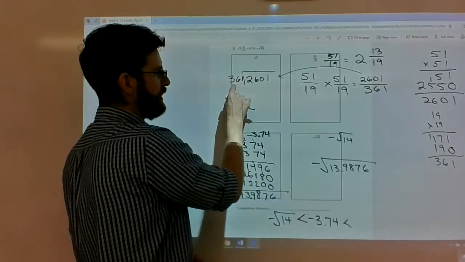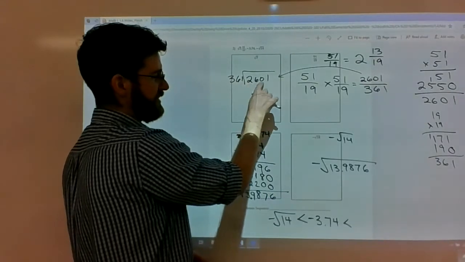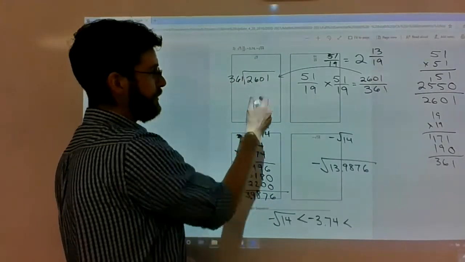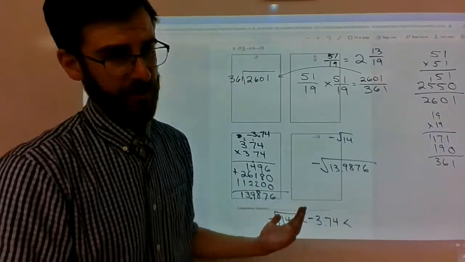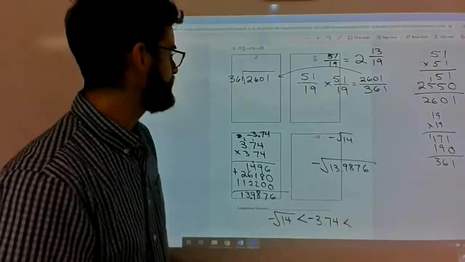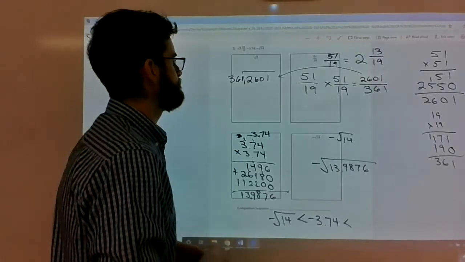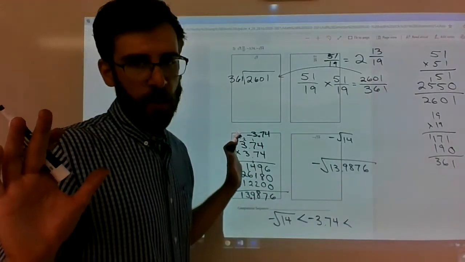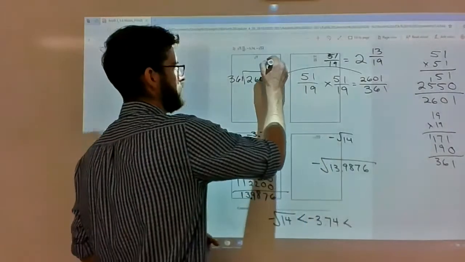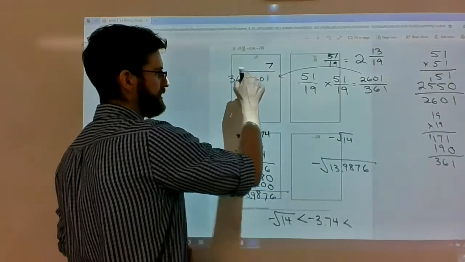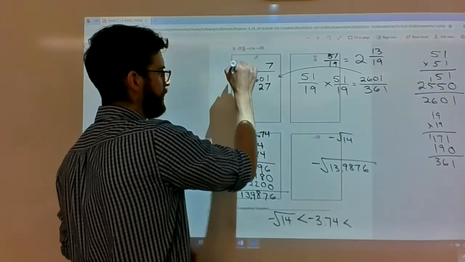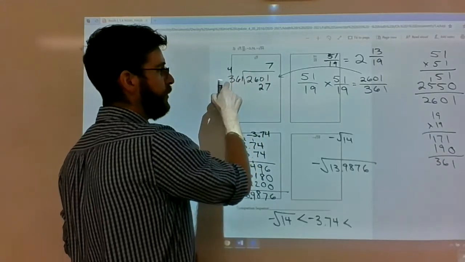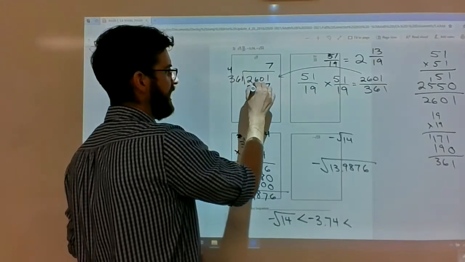So 361 goes into 260 0 times. So you're basically just guessing and checking the whole thing. Does it go in there 6 times? Does it go in there 7 times? Does it go in there 8 times? You know what? I'm just going to take a guess. Let's just go with 7. So 7 times 1, 7 times 6, 42, carry a 4. 7 times 3, 21, plus 4 is 25.